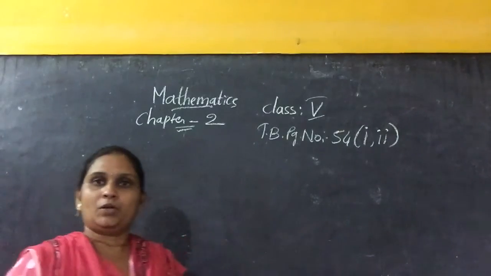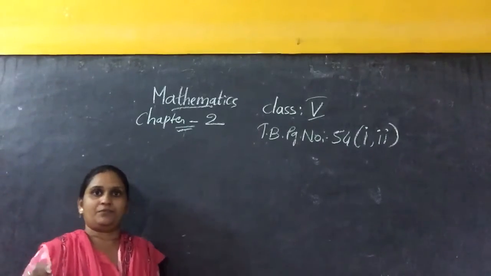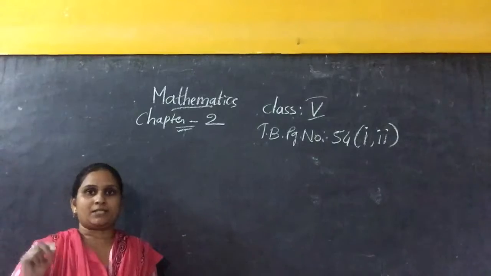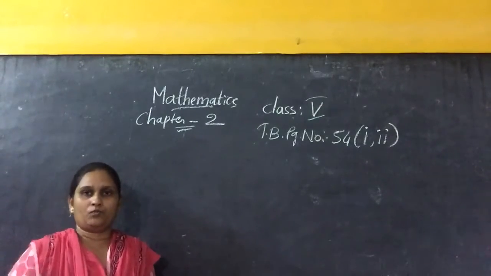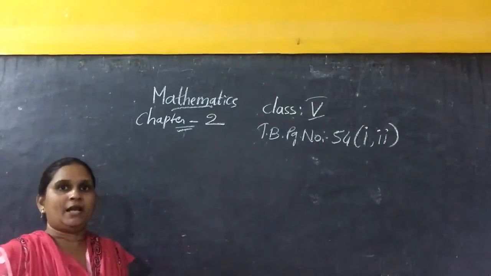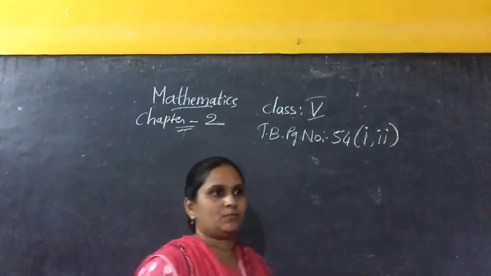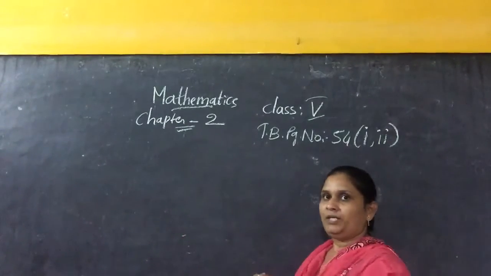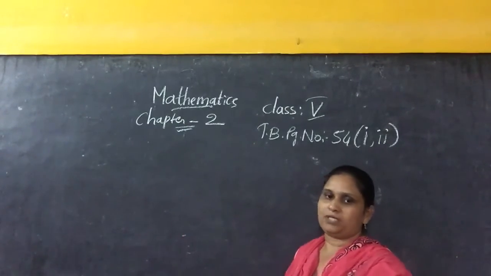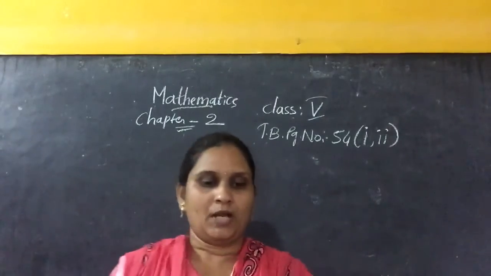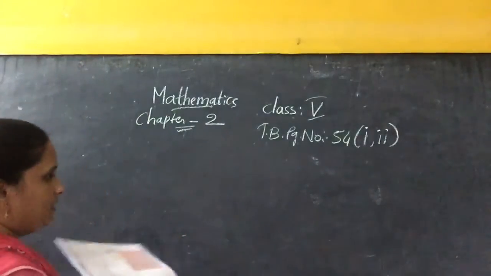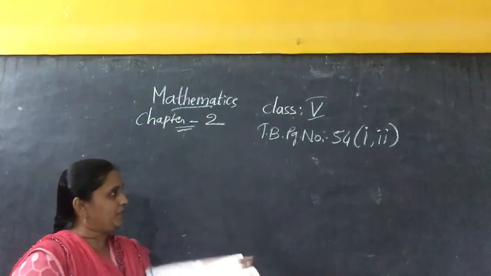Today you are going to begin textbook page number 54, section 1 and section 2 as homework. Do it neatly, children, and after doing your homework, take one small picture and send the clipping to my WhatsApp number. So now, the first one, section 1 on page number 54.